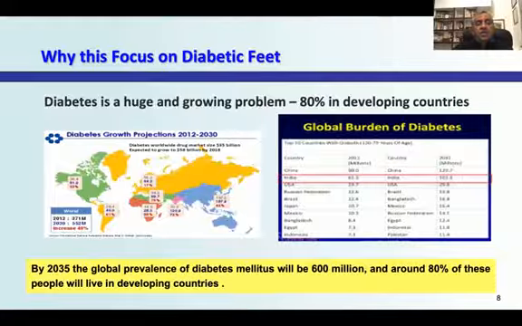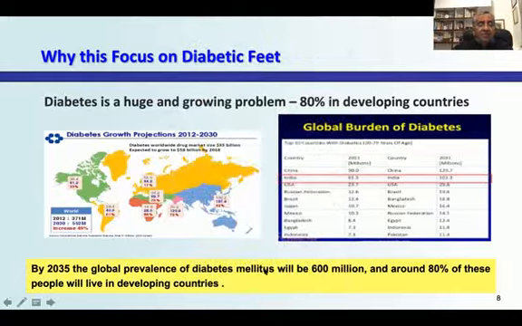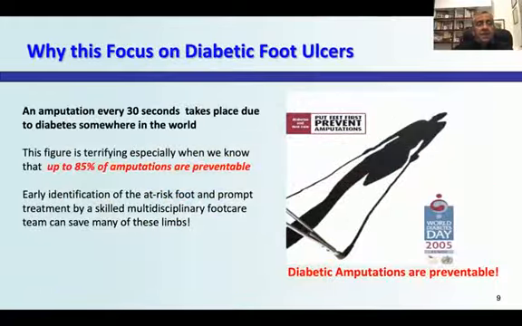Diabetes is a huge and growing problem, 80% in the developing countries. So by 2035, the global prevalence of diabetes will be 600 million, and around 80% of these will be people living in developing countries like India. An amputation takes place every 30 seconds somewhere in the world due to diabetes. And what is terrifying is that 85% of these amputations are preventable.